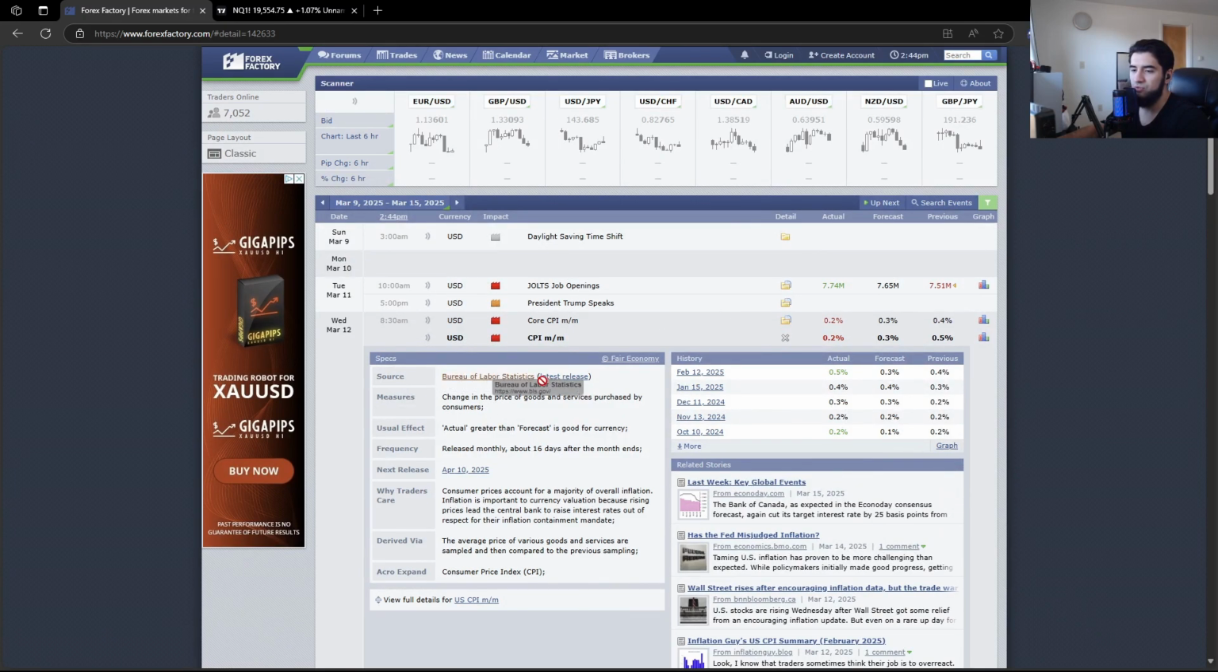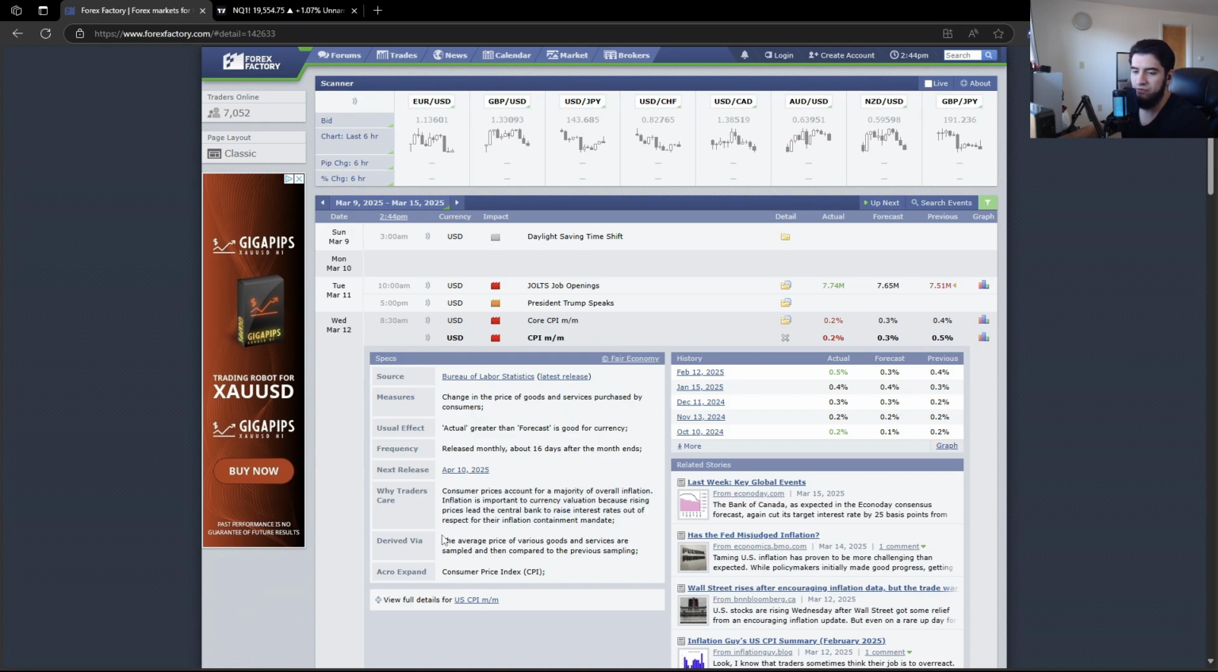So for example, the source: where is this news coming from? What does the CPI month over month measure? It measures the change in the price of goods and services purchased by consumers. And then this is what you would pay attention to the most. It says usual effect, and it tells you how this news event would impact the market. In this case, it says actual greater than forecast is good for currency. Let me come back to this in a second. Frequency shows it's released every month, and it tells you when the next release date is, and why traders care.